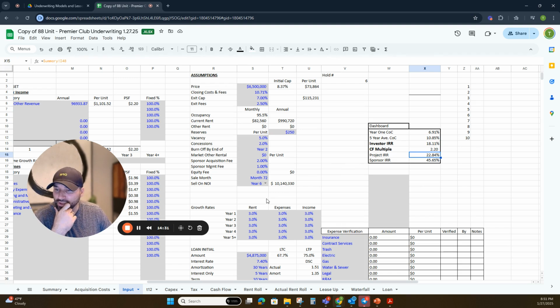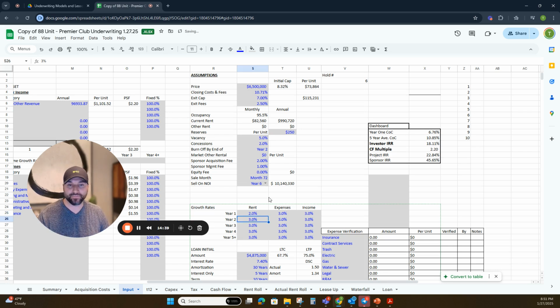All right. Rent growth rate, 3%, healthy, right? What if it went down to 2%? Boom, look at that. And if we change every year to 2%, it is going to severely impact your IRR. Check that out, right? So again, let's go back to 3% just because that's a little bit better.